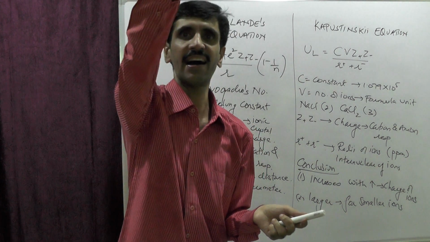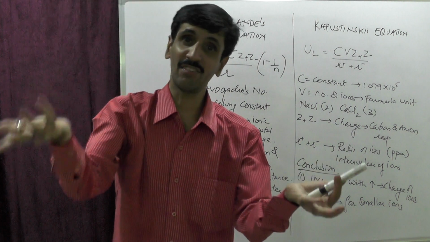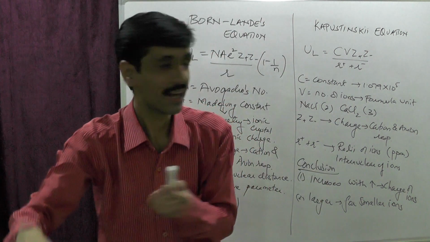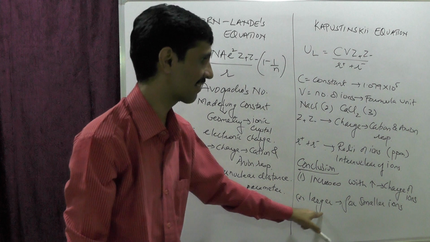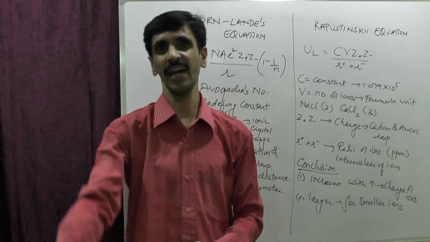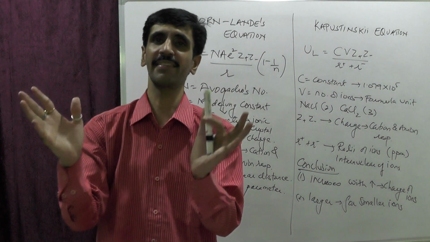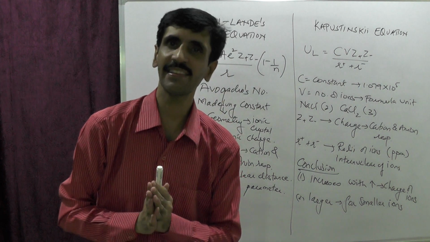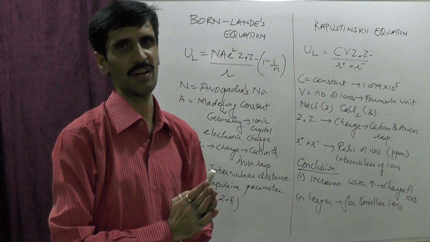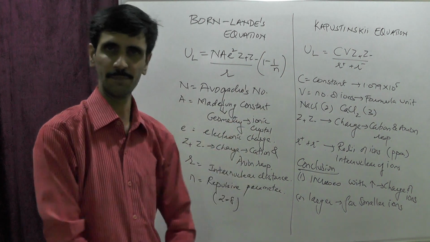So lattice energy higher and larger, so obviously the radii is going to be smaller, and that is what is written over here. So it's larger for smaller ions. Okay, so I hope you have understood this, how to determine lattice energy on the basis of these two equations, Born-Lande equation as well as Kapustinskii equation. Okay, then here it is for you.